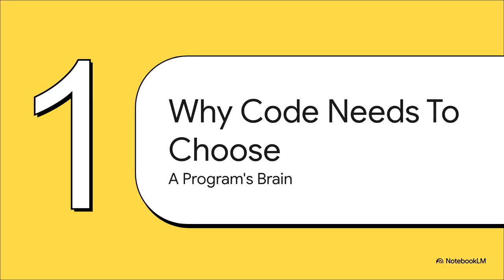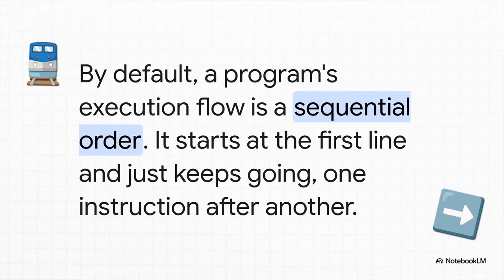Okay, so let's start at square one. We need to understand how a program thinks, or maybe more accurately, how it doesn't think when you first write it. I want you to picture your code as a train on a single straight track. It starts at the very first line and just chugs along, one instruction after the next, until it reaches the end of the line. We call this sequential execution. It's reliable, it's simple, but it's not very smart. It can't really react or adapt to anything that happens.